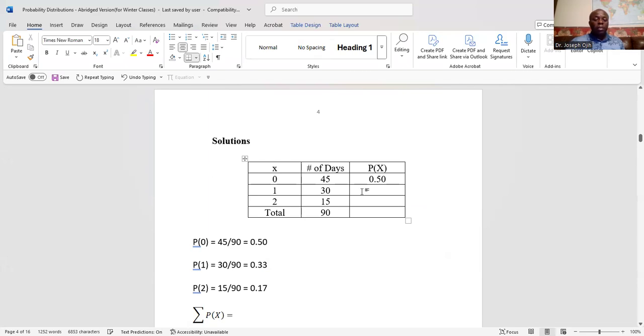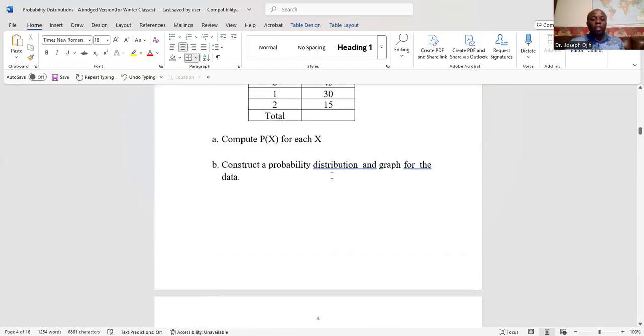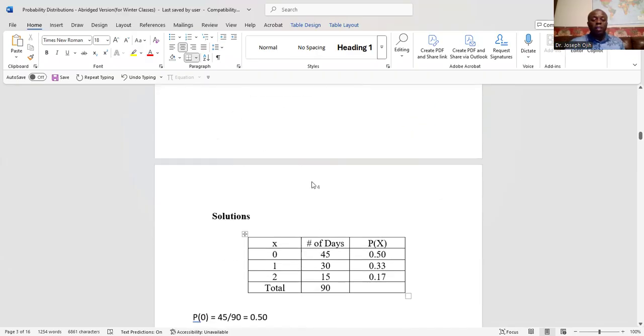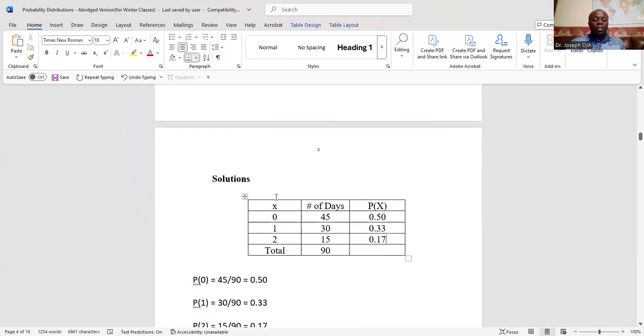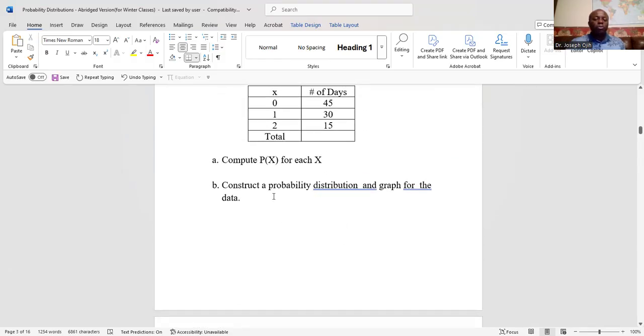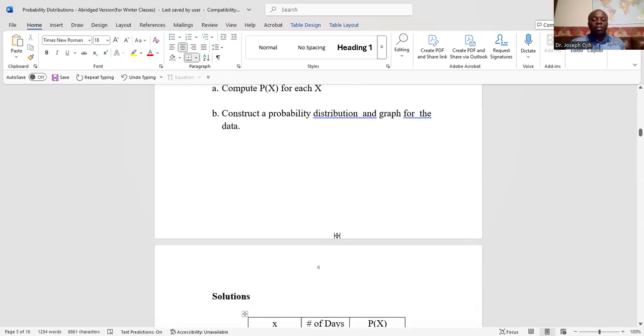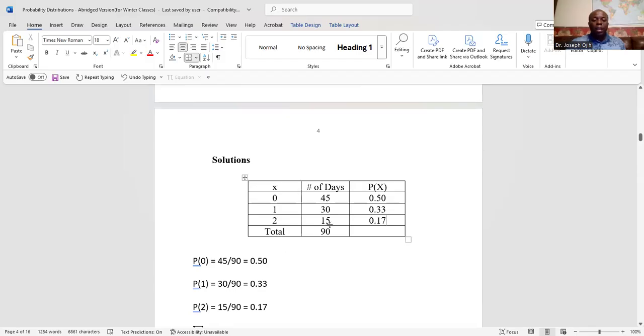Okay, so I'm going to put all of them here. 0.33, 0.17. So now we have, because the question was saying construct P(x) for each of x, I have them right here. So you can see the x and the corresponding probability of x. And it says construct a probability distribution and graph the data. Yep, right here. The outcome and the corresponding probability right here. So that is your probability distribution right there.